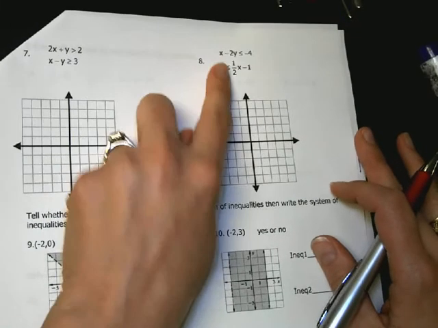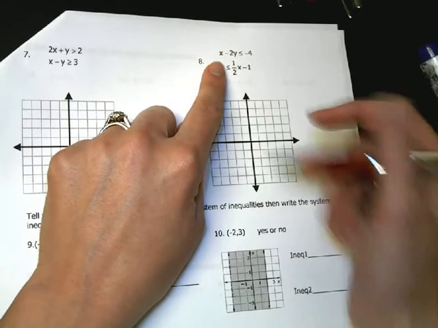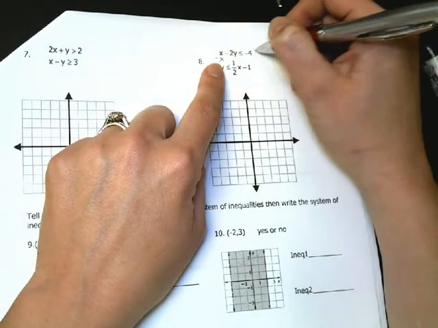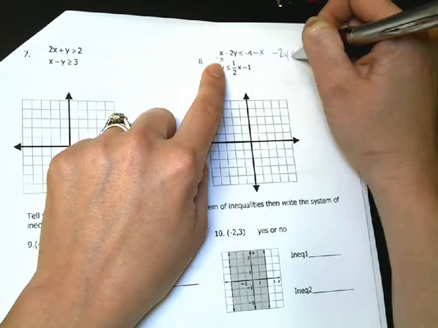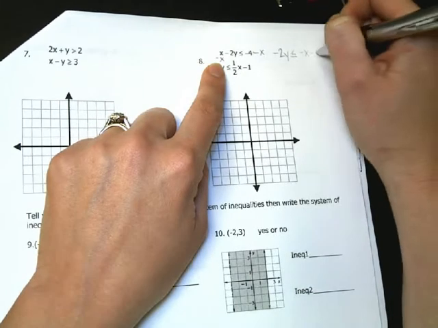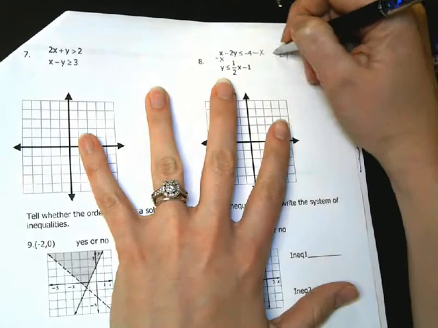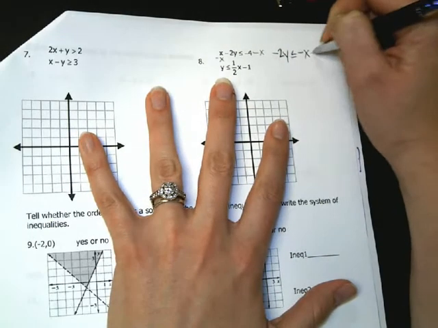Remember, when we are trying to graph, you always want to solve for y equals mx plus b. So the first thing I'm going to do here is subtract the x from both sides. So I have negative 2y less than or equal to negative x minus 4.